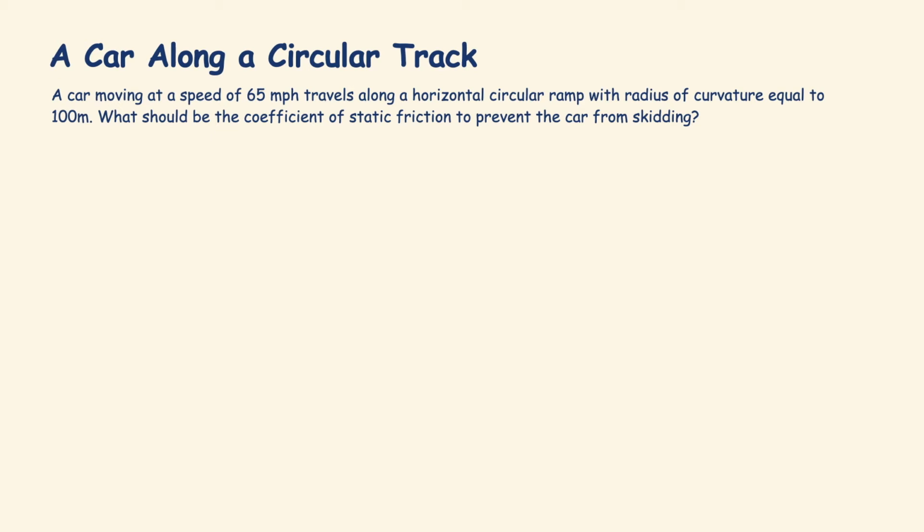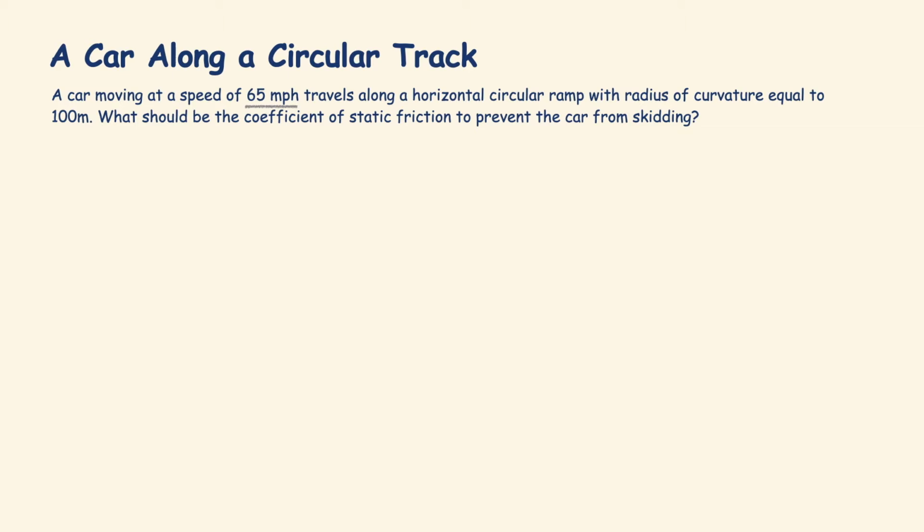Have you ever wondered what keeps a car along a circular track? Here's an example about a car that is moving at a speed of 65 miles an hour, traveling along a horizontal circular ramp with a radius of curvature equal to 100 meters. The question in this problem will be, what should be the coefficient of static friction to prevent the car from skidding?